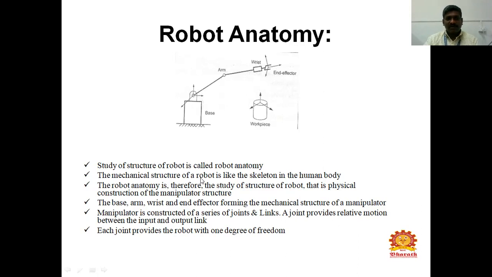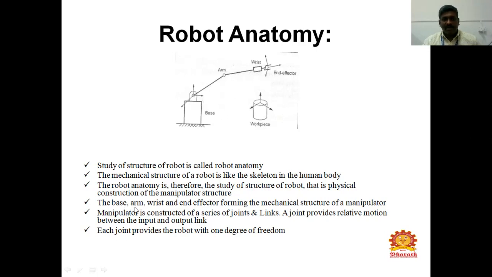The mechanical structure of the robot is like the skeleton in the human body. It is the same in the robot. Robot anatomy is therefore the study of the structure of the robot, that is, the physical construction of the manipulator structure. That means we are studying what a joint is, what an arm is, how it's fixed. Everything is robot anatomy.